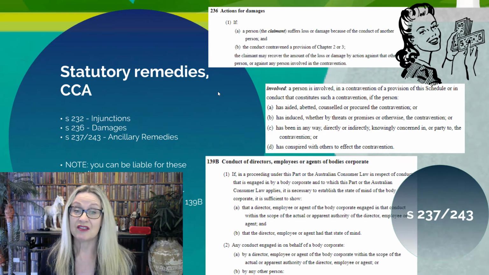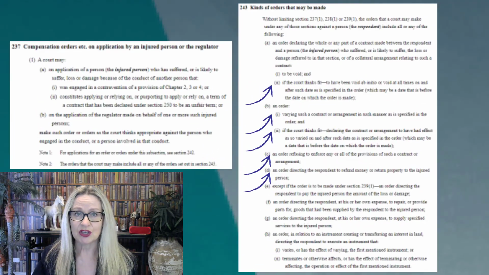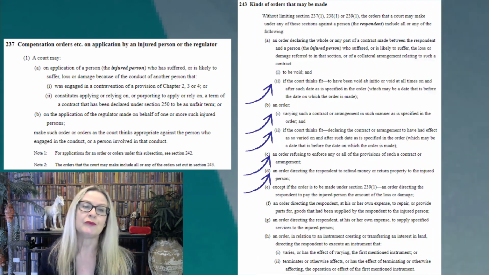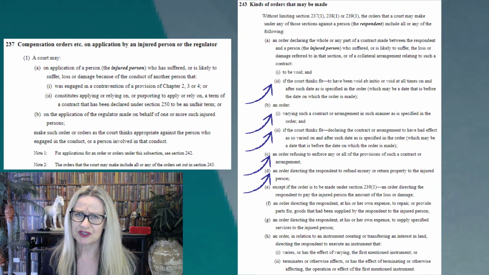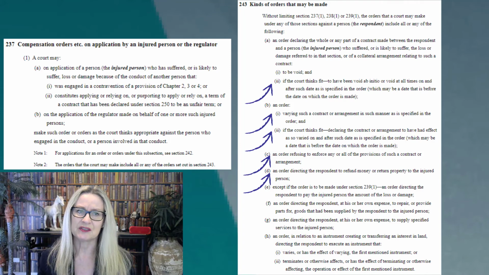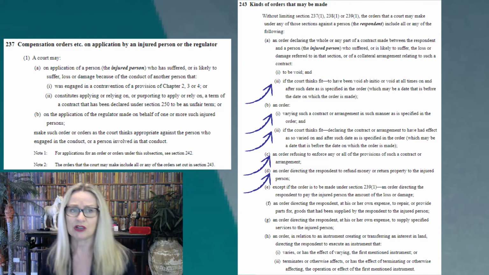The next thing is section 237/243 ancillary remedies, and these are amazing. Certainly not like anything that you get at common law. And this is really what distinguishes and defines this legislation as being just so appealing to use as your default go-to provision when there's been some naughtiness in terms of misleading conduct.